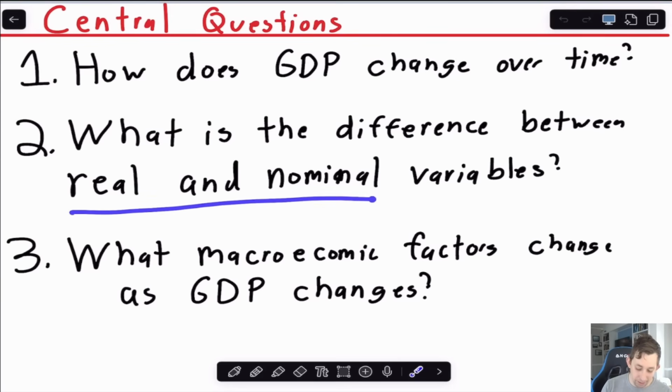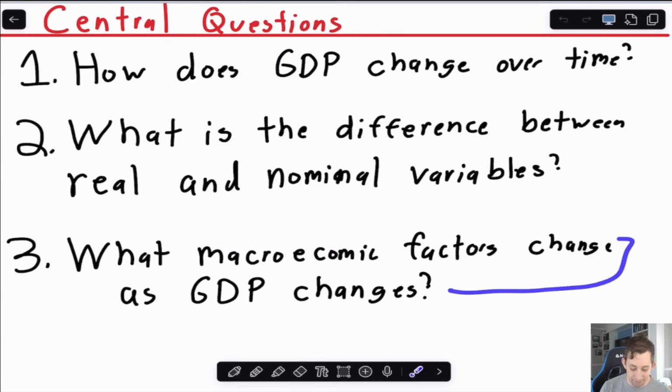And this is going to come up again and again when we talk about things like monetary policy and money and assets, as well as just in general in macro, real and nominal comes up all the time. Then we're going to talk about what macroeconomic factors change when GDP changes. So if you keep these three questions in mind, I think it'll really help you to understand and conceptualize what we're trying to do in Unit 2.